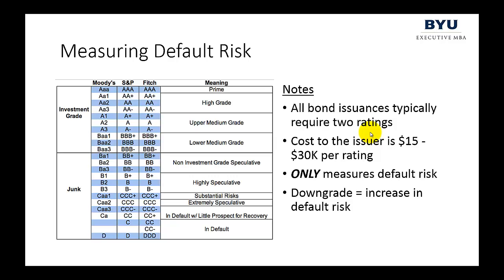So how it works is, anytime an issuer wants to place a bond out in the capital markets, generally speaking, they have to get ratings from 2 of the agencies. So the issuer initiates the request. They also pay for the rating. Typically, the cost is between $15,000 and $30,000 per rating. So to issue one bond, you're going to need to get two of those, one from two companies. It's going to cost you 15 to 30K for each of those ratings.